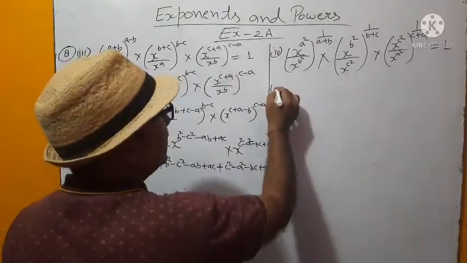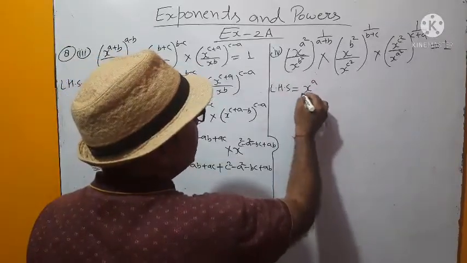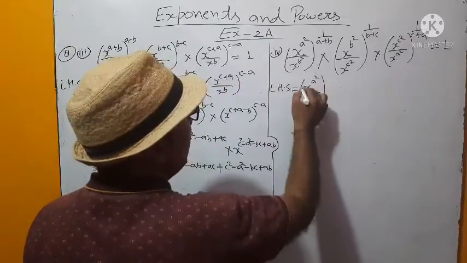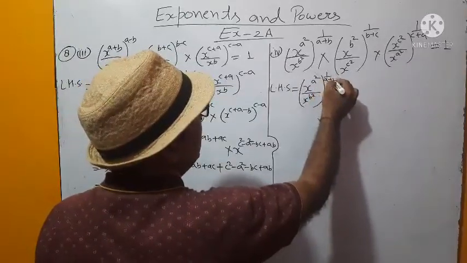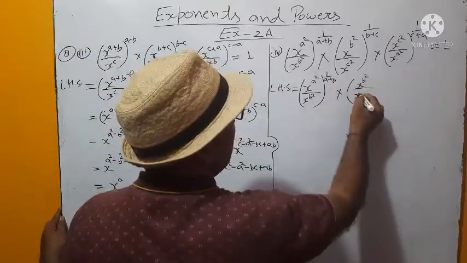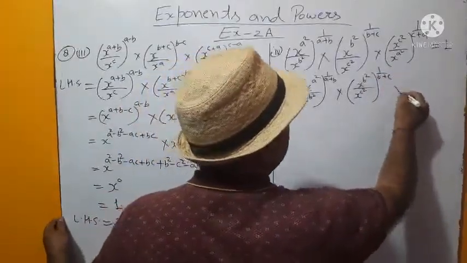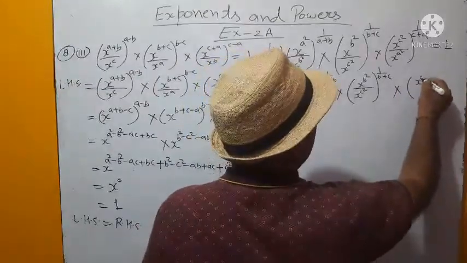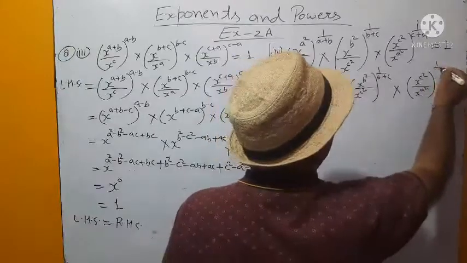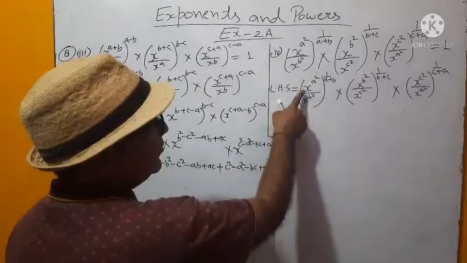See here. First take left hand side. x power a square upon x power b square whole power 1 upon a plus b, multiplied by x power b square upon x power c square whole power 1 upon b plus c, into x power c square upon x power a square whole power 1 upon c plus a. This is the left hand side.